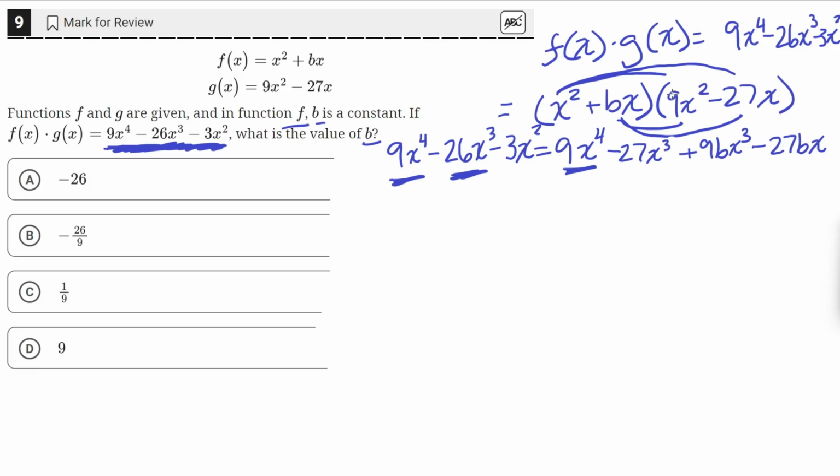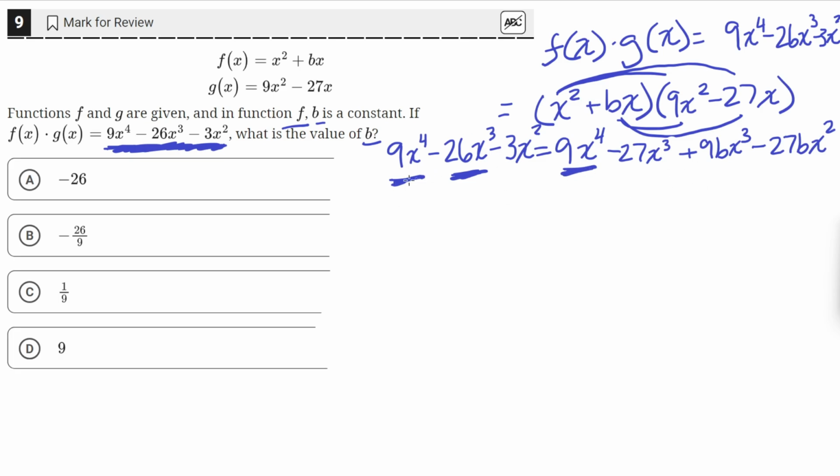So x squared times 9x squared, that's 9x to the fourth. X squared times negative 27x, that's negative 27x cubed. Bx times 9x squared, 9bx cubed. And bx times negative 27x, that's negative 27bx squared. Wow, okay. That was a lot of mistakes. Okay, so now we can group the like terms.